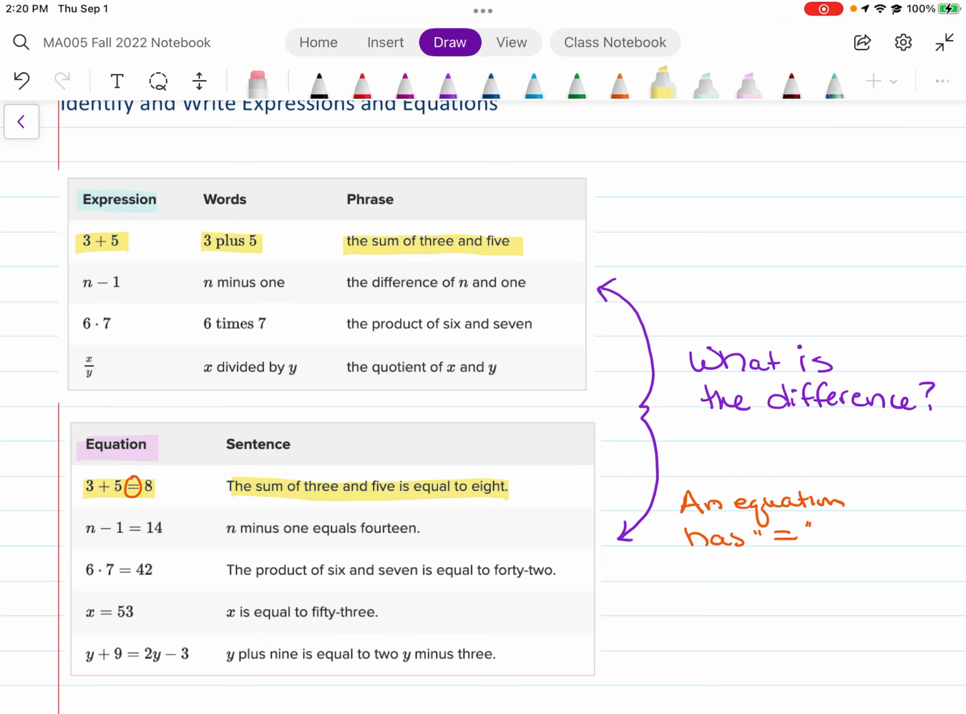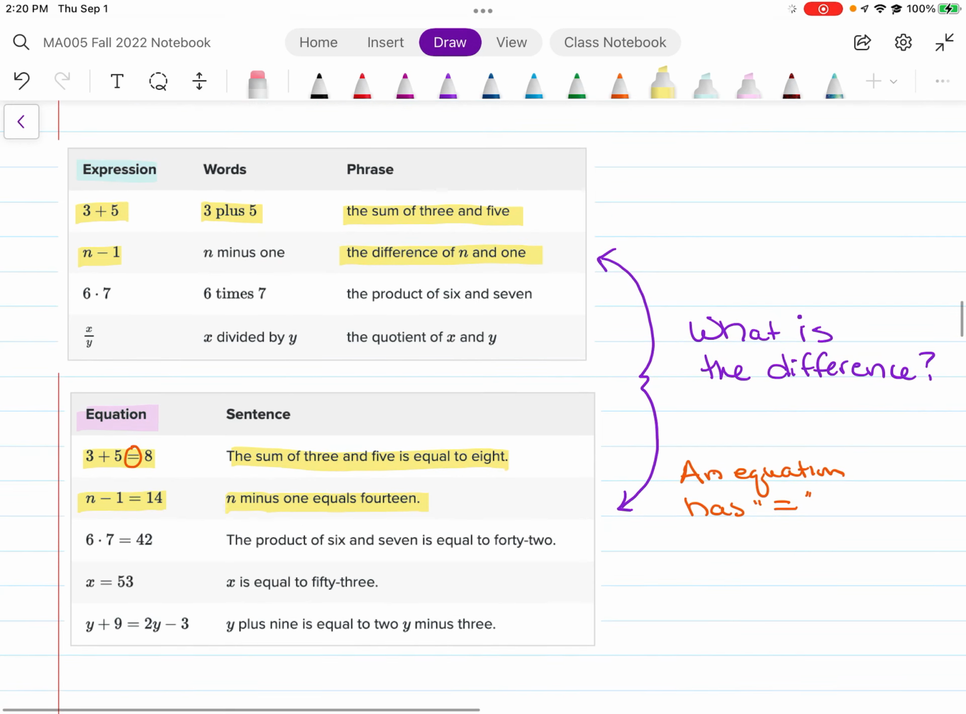Let's look at a couple more. N minus 1, the difference of n and 1. N minus 1 equals 14 is how you would say that, or the difference of n and 1 is 14. There are some more examples there that you can take a look at. But notice all of these down below in the equations have an equal sign. That's where the word equals comes from. Equals and equation both have the same base.